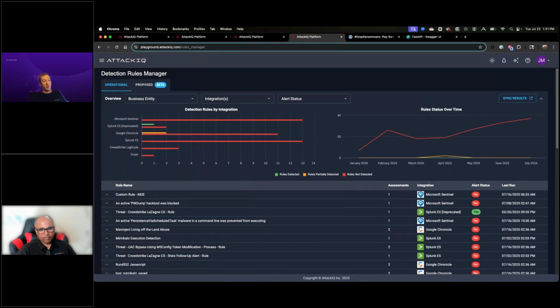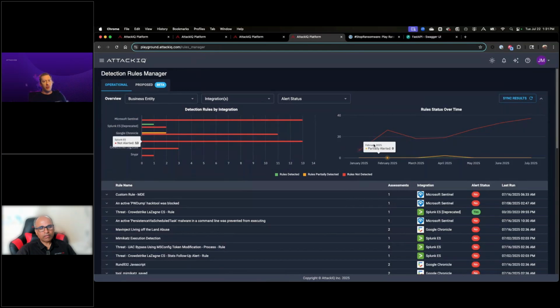And here in 2025, that shiny rule from 2022 is either silent or it's throwing thousands of false positives. And what happens is nobody deletes anything because it ain't broke, right? But this is where a measurement becomes critical.